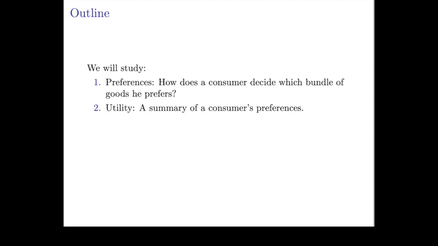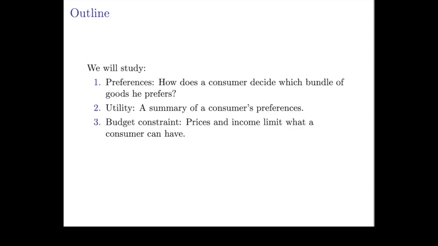So consumers' preferences describe their comparisons between all possible pairs of bundles of goods, and utility gives us a very tractable description of these preferences. So it's a numerical representation that allows us to do calculus, for example.